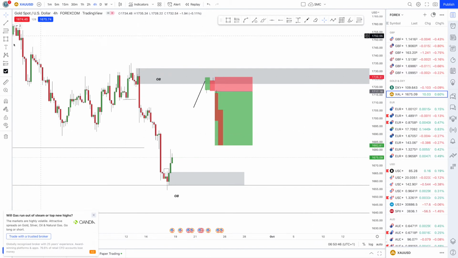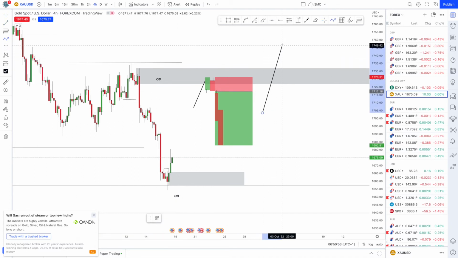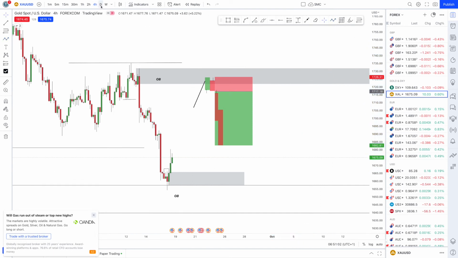If gold breaks through the zone, and we do have a push up and break above these highs here, then I'll be looking for my buys. What I'll be looking for is if gold does make a move up past this order block, I'll be waiting for it to push back down, and then I'll be looking for the buys back up. So that's pretty much the gold analysis, right?